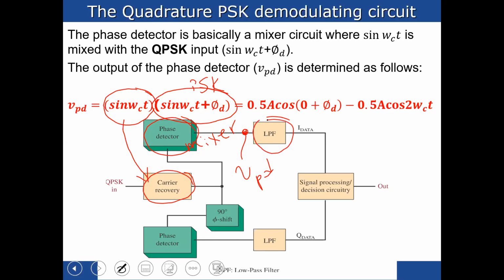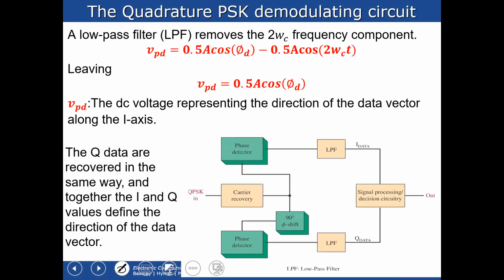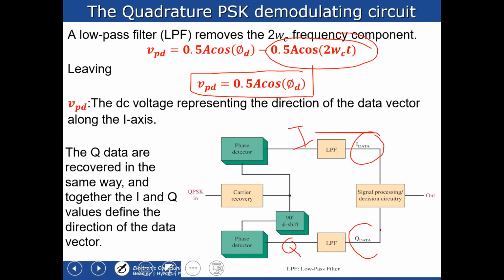Now we notice that we have a low pass filter on both sides here because we want to get rid of this higher harmonic frequency and only keep this DC value. So the low pass filter will remove this part and leave only this DC voltage that represents the direction of the data vector along the I-axis. The same thing is happening with your Q, only with a phase shift of 90 degrees. Then you take both of these to a signal processing decision circuit to tell you at the end what your output is. You don't need to know the details here, only that you get I data and Q data.